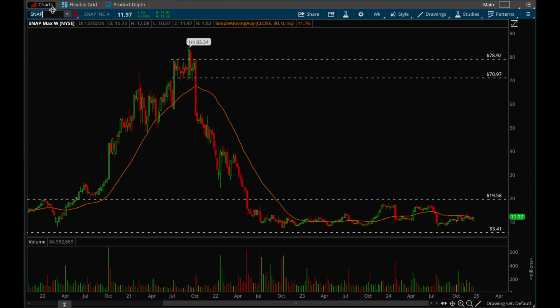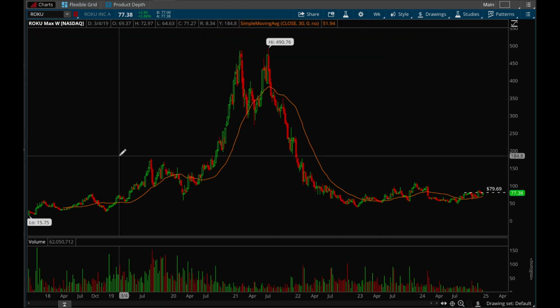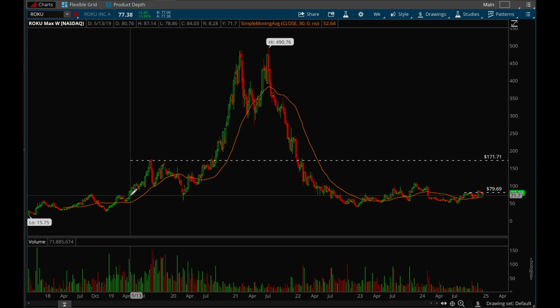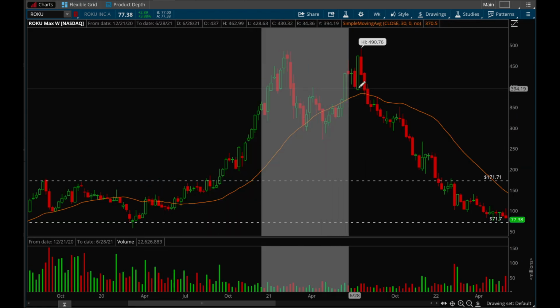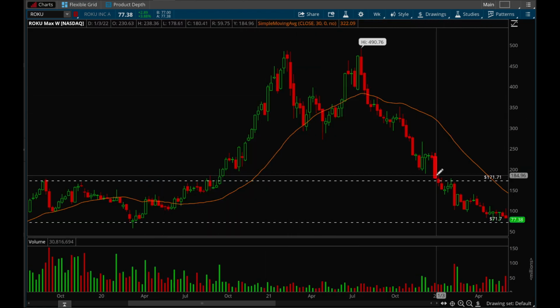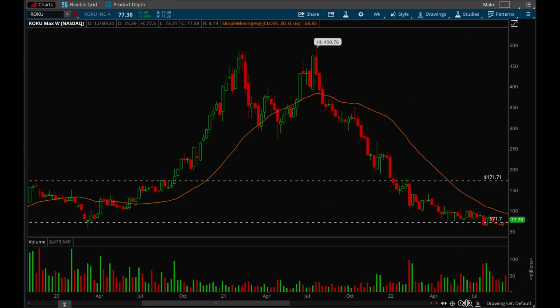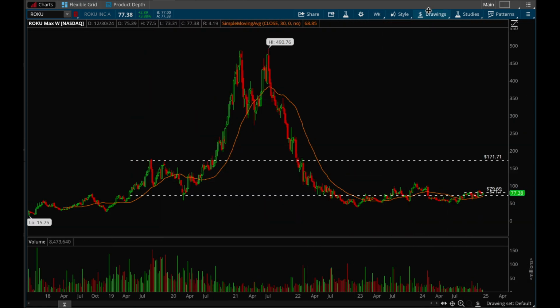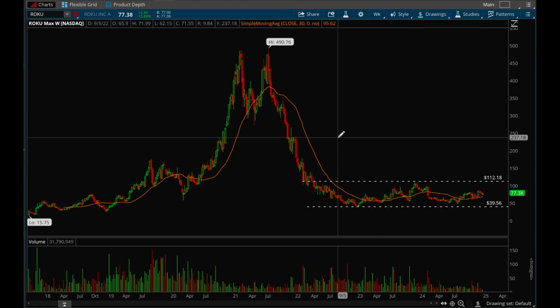Let's do one more example. Roku. So this is stage 1, right? It's consolidating for a year, and then it had a big breakout. And then this is stage 3, and then stage 4. Here's the decline, right? And now this one is again back in stage 1. This time it went a little bit lower than before, and this is the new stage 1.